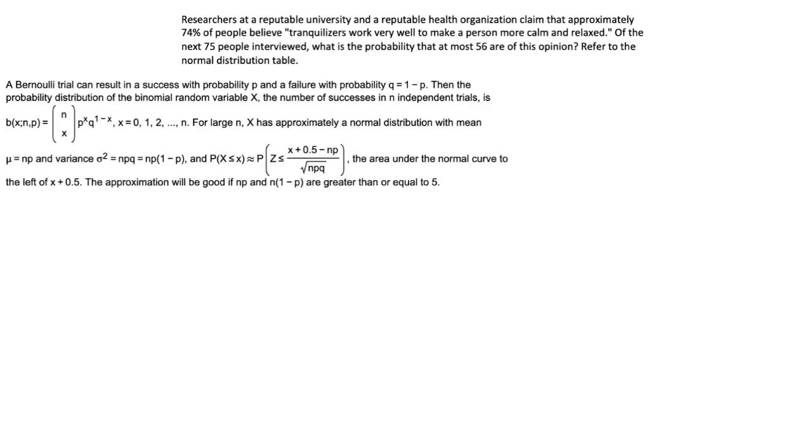With a Bernoulli trial, it results in a success with probability p and a failure, probability q, which is 1 minus p. The probability distribution of the binomial random variable is given by this. We saw this in an earlier problem. X has approximately a normal distribution with mean equal to np and variance equal to npq. So the probability that X is less than or equal to x is given by this formula. So what we do is adjust by the factor of 0.5.